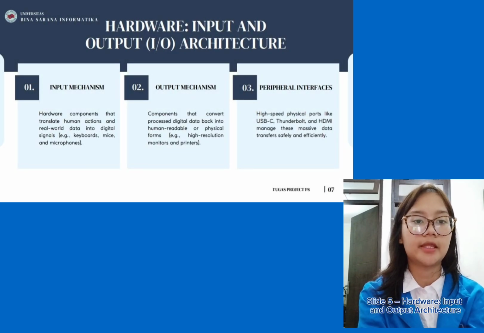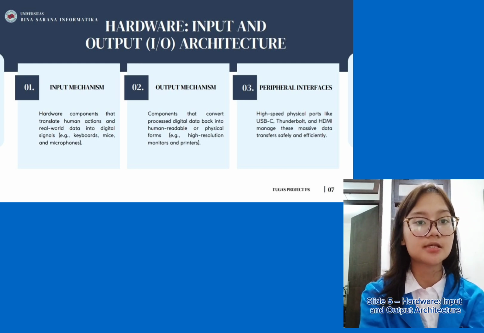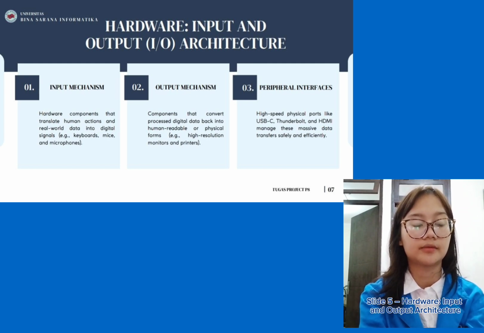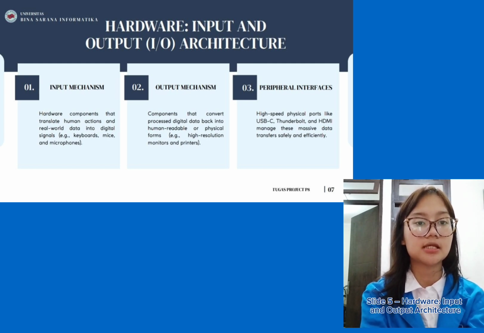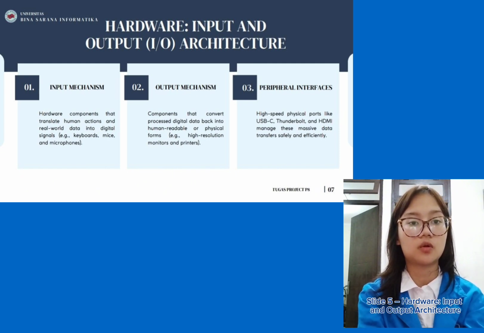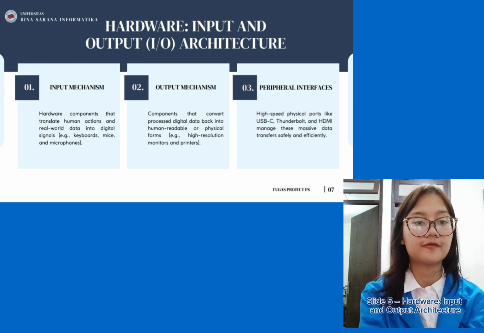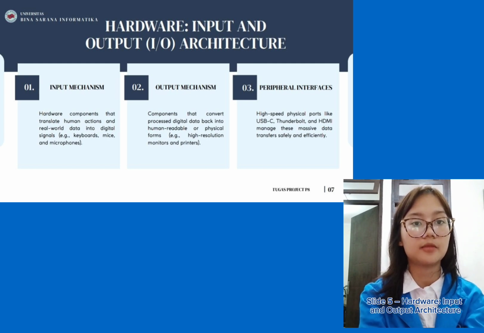These slides explain the input and output architecture. Input devices are used to enter data into the computer. Examples include keyboards, mice, and microphones. Output devices display or produce the processed information, such as monitors and printers. Data is transferred through peripheral interfaces such as USB-C, HDMI, and Thunderbolt, which provide fast and advanced communication between devices.